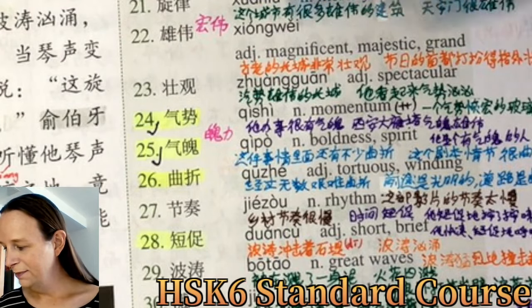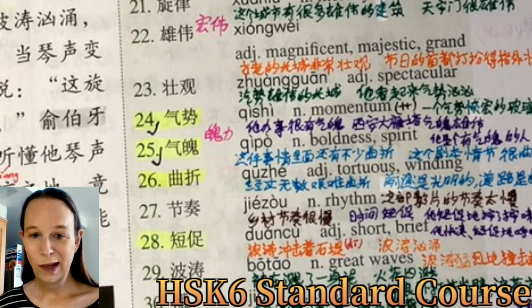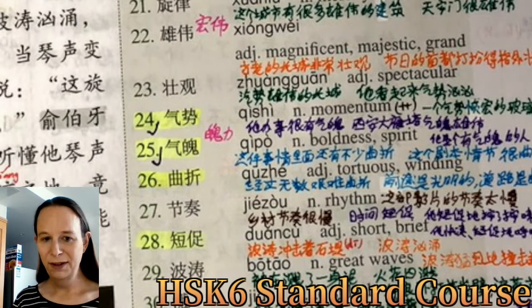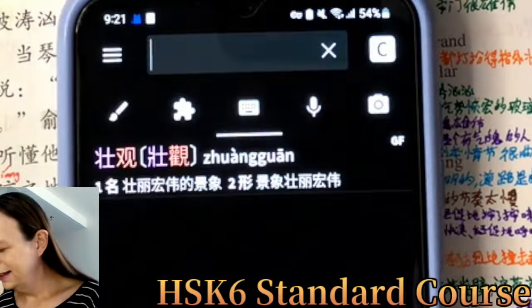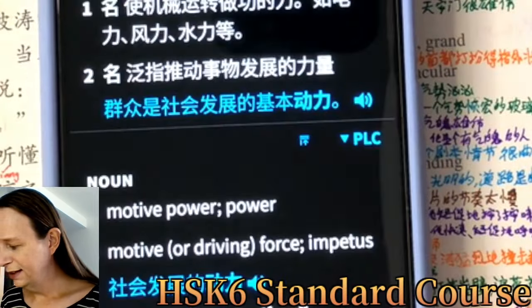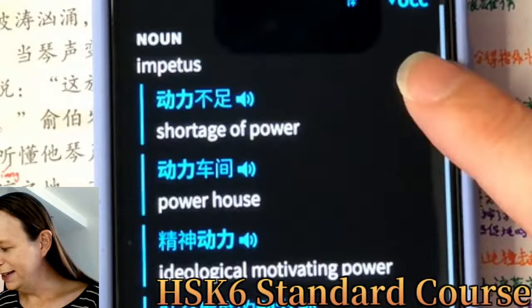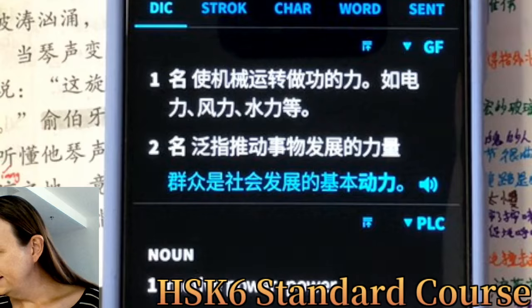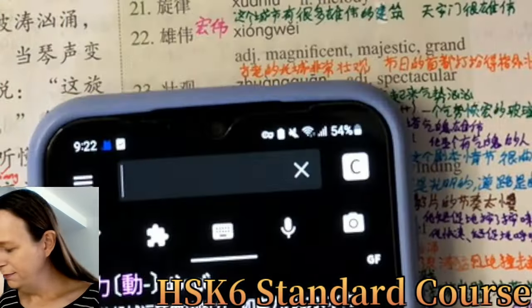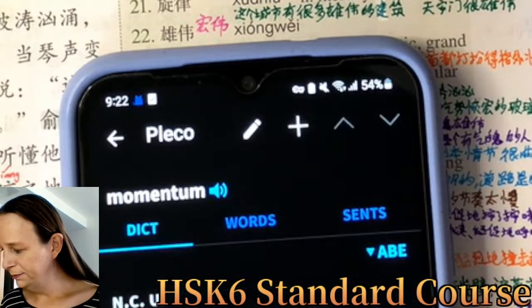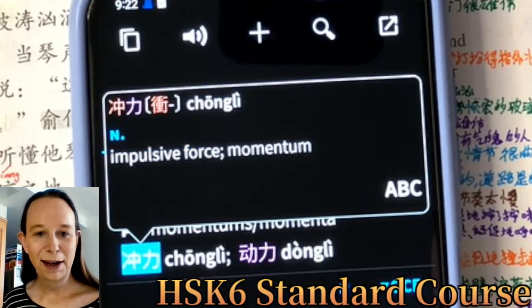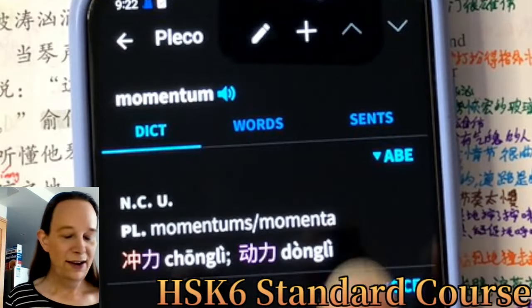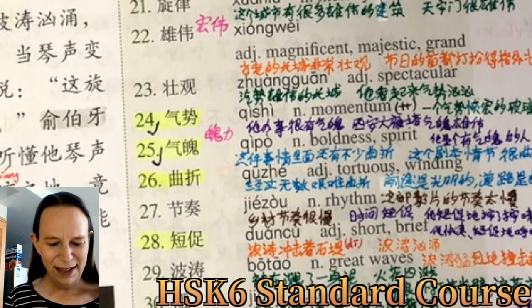Next is 气势. Momentum. I don't think I've ever encountered it meaning momentum. Momentum is a physics concept. 动量 would be momentum in physics, right? Motive power. Yeah, this is momentum. Impetus. 冲量, maybe this one's even better. 动量. So, can 气势 mean momentum?